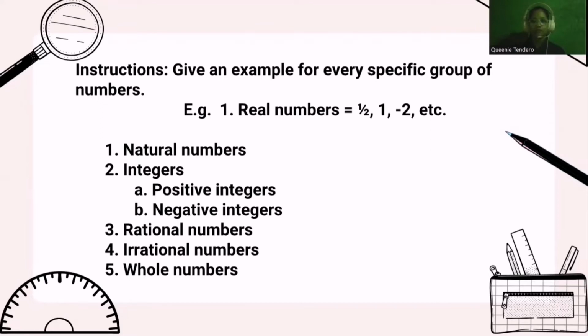Okay, number 1, for natural numbers. Yes, Mr. Dote? Very good. For number 2, positive and negative integers. Yes, Miss Yanong? Very good. For number 3, rational numbers. Yes, Mr. Garita? Very good. And for number 4, we have irrational numbers. Yes, Miss Bildua? Very good. And lastly, whole numbers. Yes, Miss Talatala? Very good. So I can say that each of you really paid attention in our last meeting.